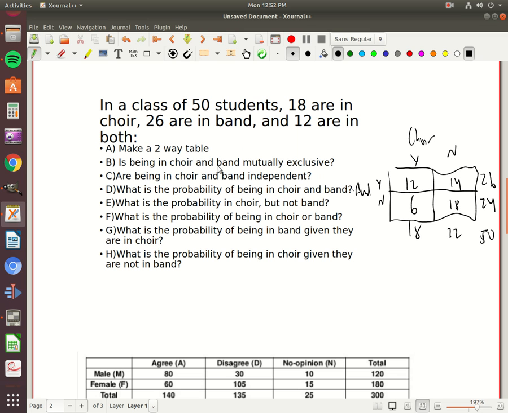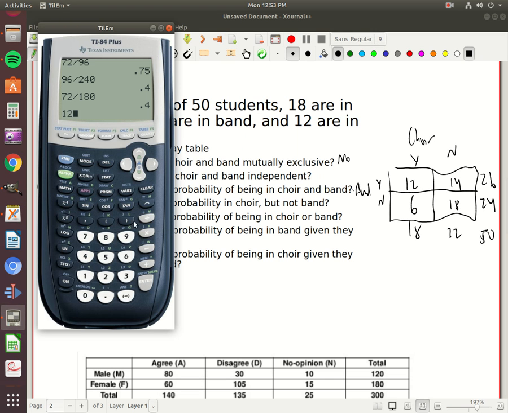So is being in choir and band mutually exclusive? It looks like a no, because some people are doing both, right? It would have to be 0 for it to be mutually exclusive. Are being in choir and band independent? So let's do C over here. Are you in choir? How many people are in choir? We'll say 18 out of 50, which is 36%. And then given that you're in band, how many are in choir? We'll say it's 12 out of 26, which is a little more than 24%.